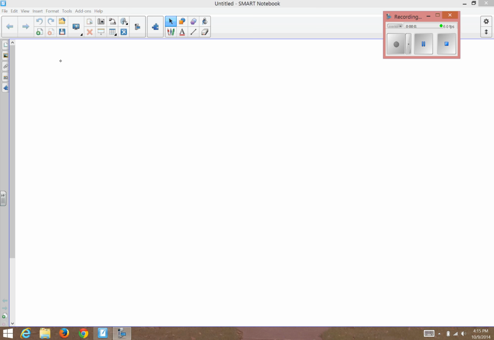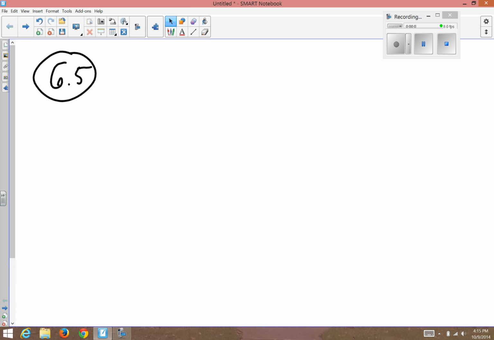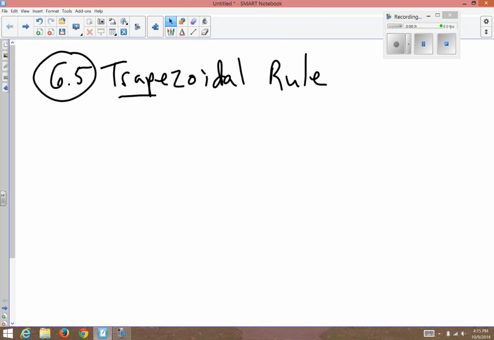Chapter 6, Section 5, Trapezoidal Rule. This is the last section of Chapter 6.